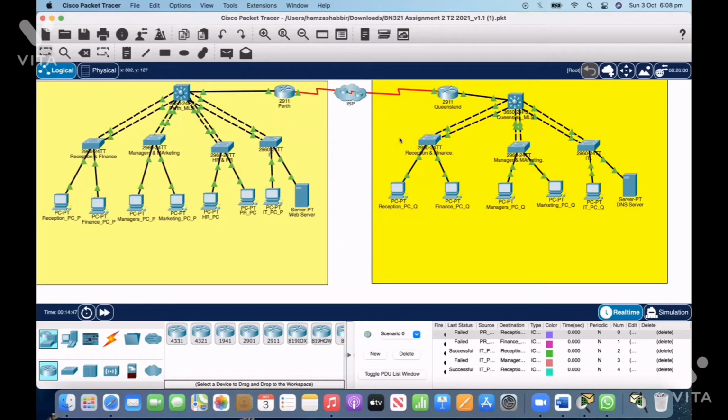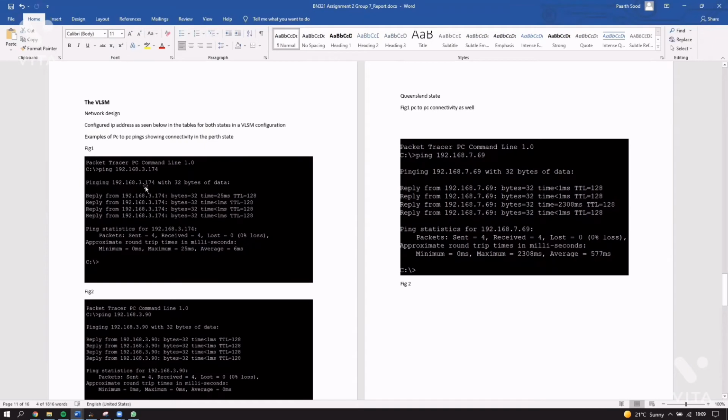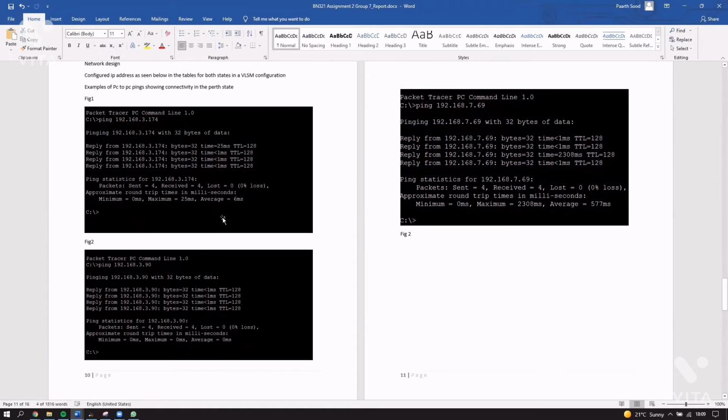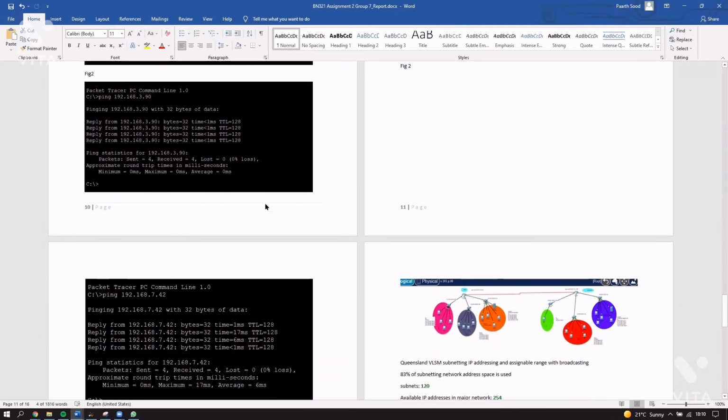Hi guys, my name is Mohammed. We're talking about the VLSM. So if you could go to the report. The VLSM, as you can see from figure 1, I've managed to ping PC to PC from different switches in, I'm pretty sure, the Queensland design. I was able to ping the IP addresses for the VLSM configuration, which was successful with great speeds.